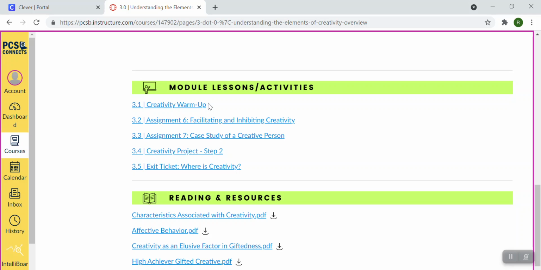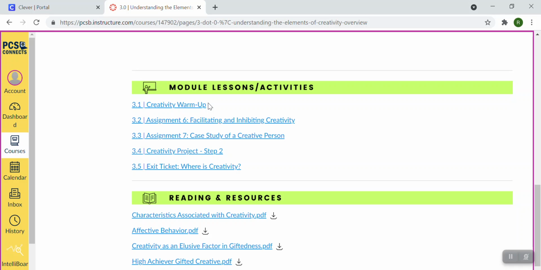So we'll have our warm-up. Our first assignment for Module 3 is facilitating and inhibiting creativity. Do we facilitate that? Do we encourage it? Or do we kind of squash that creativity? We're going to respond to some questions and upload. And then you're going to do a mini case study of a creative person.